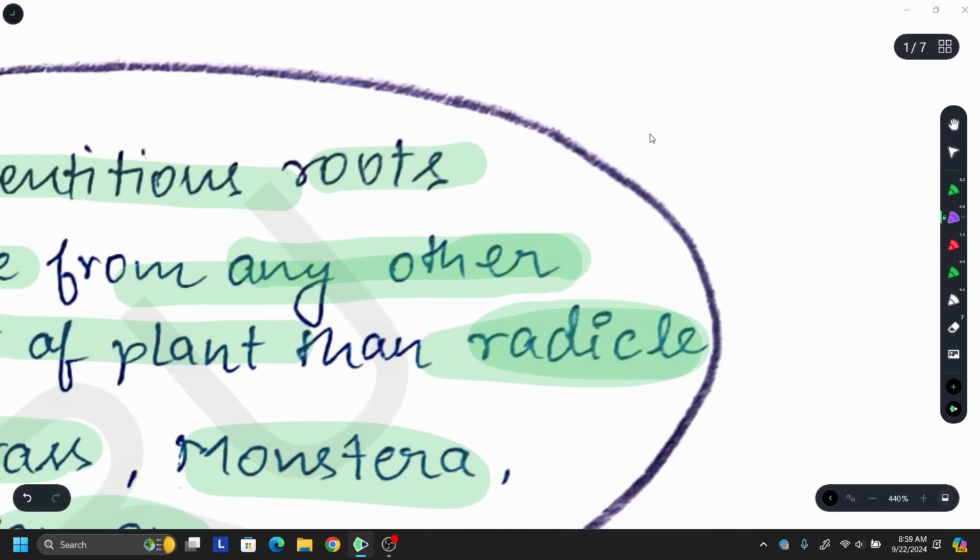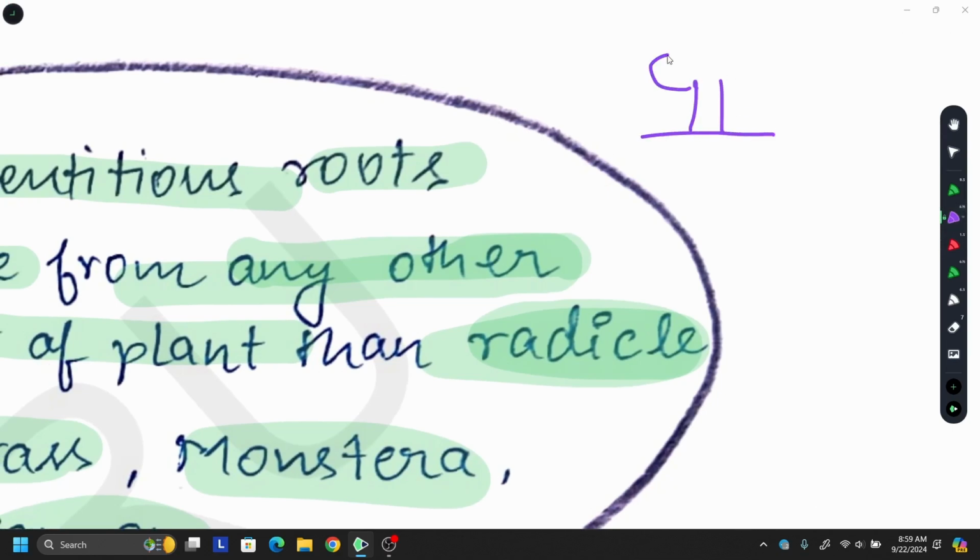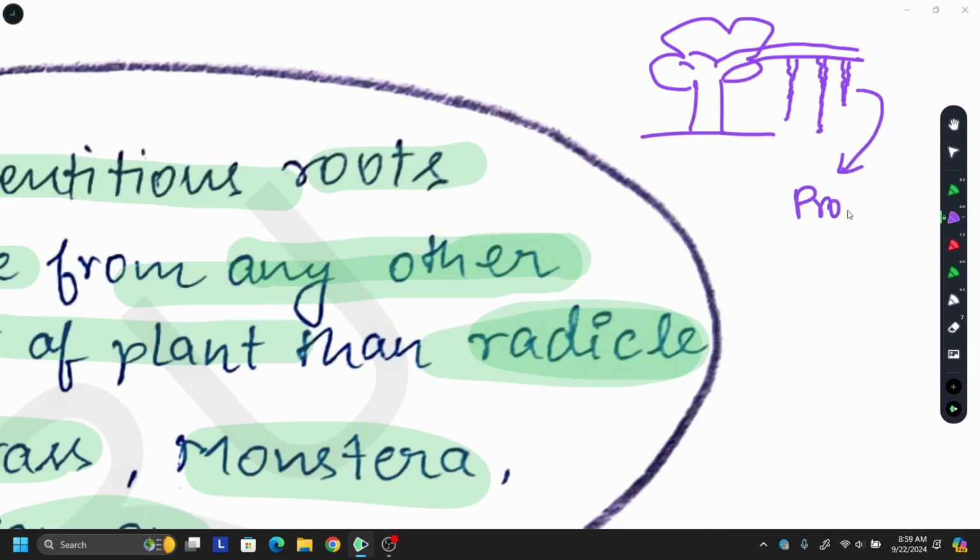You have already seen the roots which are known as prop roots in banyan tree, something like this. Let's say this is a banyan tree, and this is a branch of the banyan tree. From the branches you can see these are the roots arising from the branches. So these are adventitious roots, since they are not arising from the radicle, they are arising from the branch of the banyan tree, and that's why we call them adventitious roots. In the case of banyan tree, these are called prop roots.